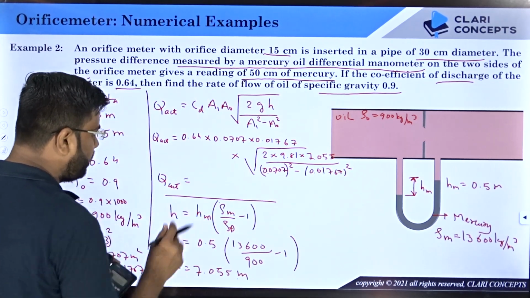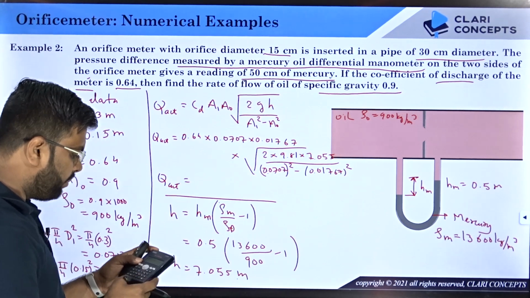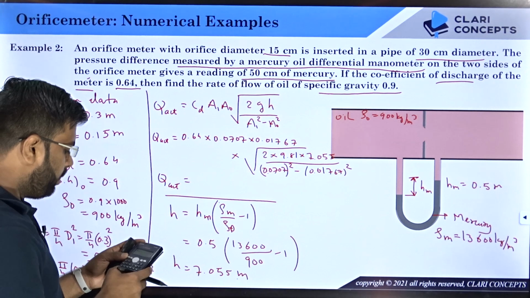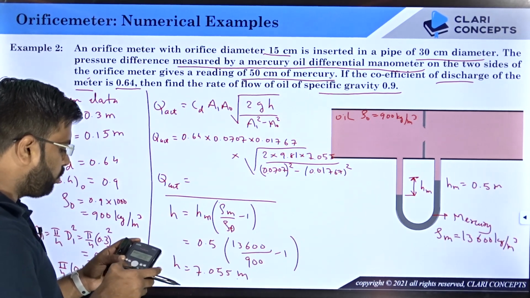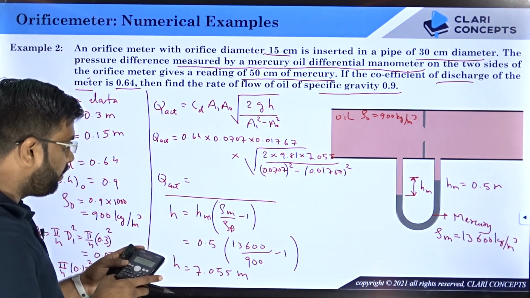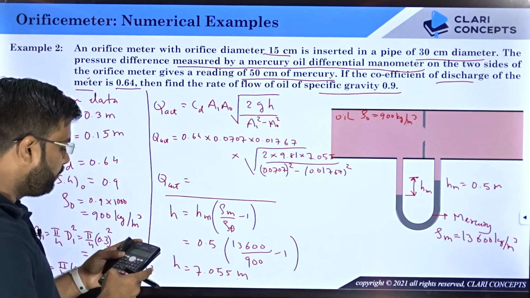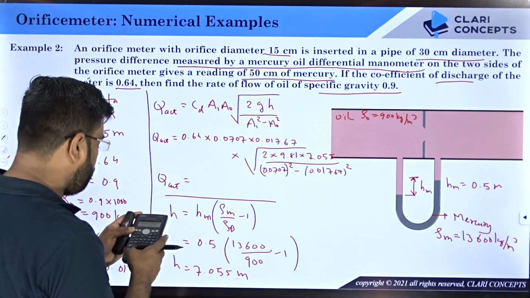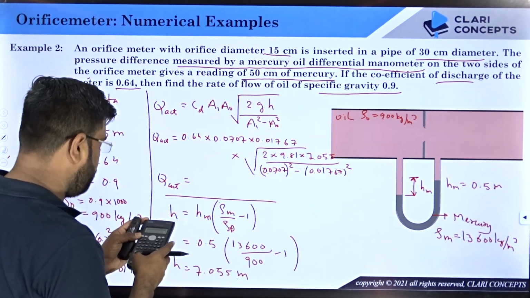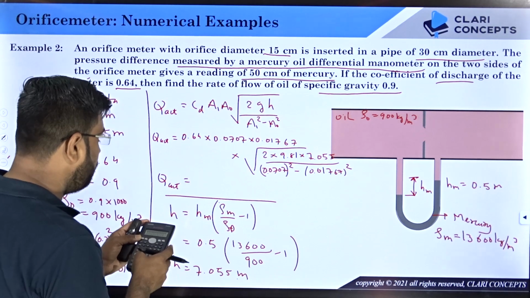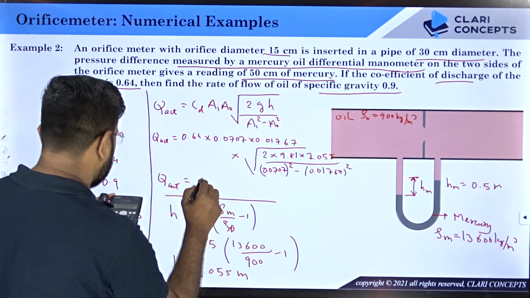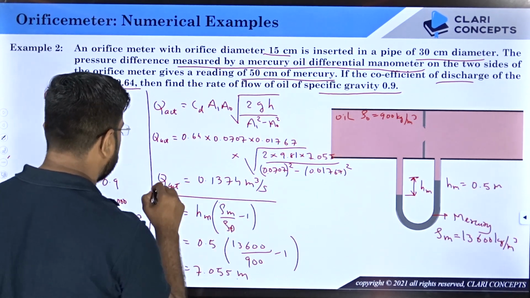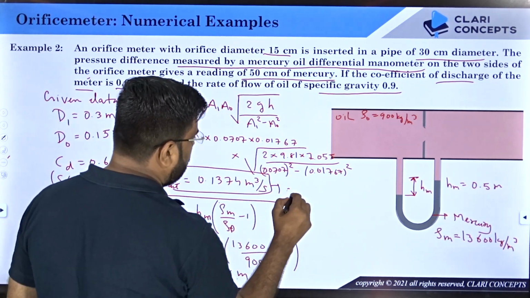Q actual. Let me calculate this. So I will first calculate the values in the under root. 2 into 9.81 into 7.055 divided by 0.0707 square minus 0.01767 square, under root of that into 0.64 into 0.0707 and into 0.01767. I am getting 0.1374 meter cube per second as the answer. So this is the final answer that you are looking for.